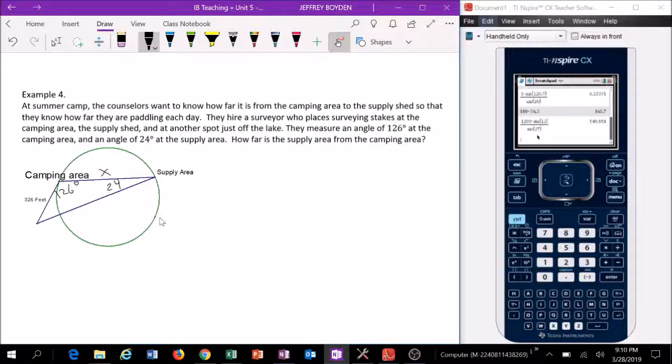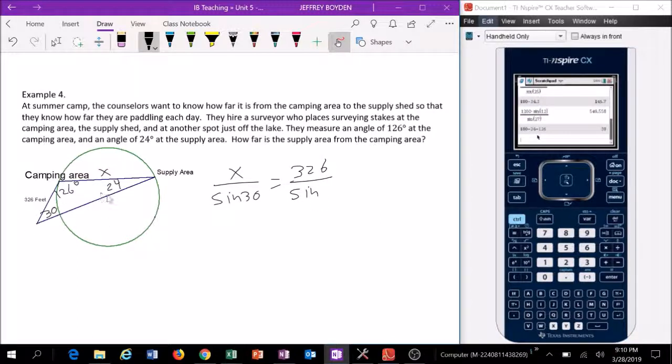At first glance, it seems like maybe there's not enough information because as I go to set up law of sines, I go x divided by sine of the opposite angle, and we don't have the opposite angle. However, we just remember that every triangle has 180 degrees in it. So 180 minus 24 minus 126 should do it. And there it is, 30 degrees. So this angle down here is 30 degrees. So that's just going to be sine of 30. And that's going to equal 326 feet over sine of the thing opposite from 326, which is 24 degrees. Multiply up the sine 30.